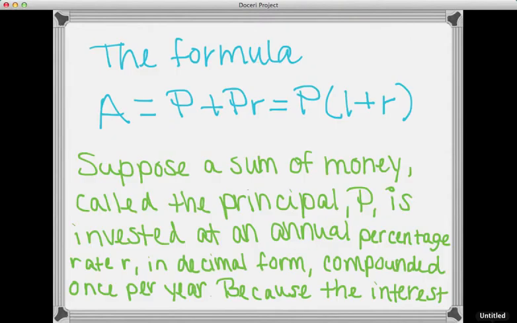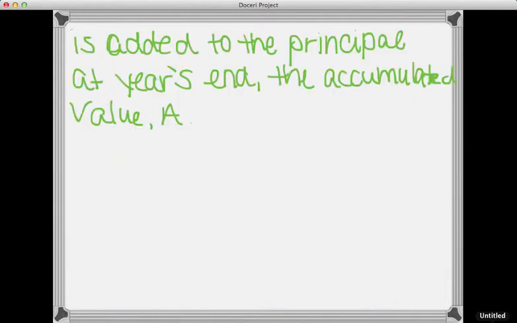The formula A = P + Pr = P(1 + r). Suppose the sum of money, called the principal P, is invested at an annual percentage rate r in decimal form, compounded once per year. Because the interest is added to the principal at the year's end, the accumulated value is A.